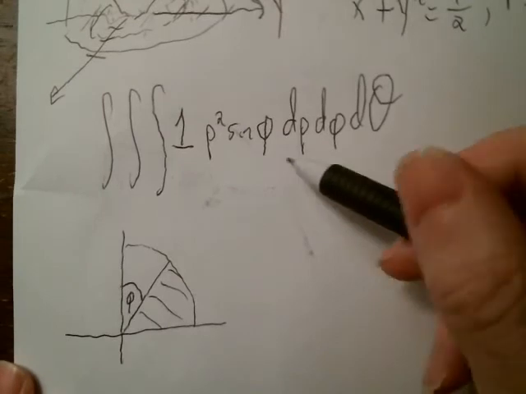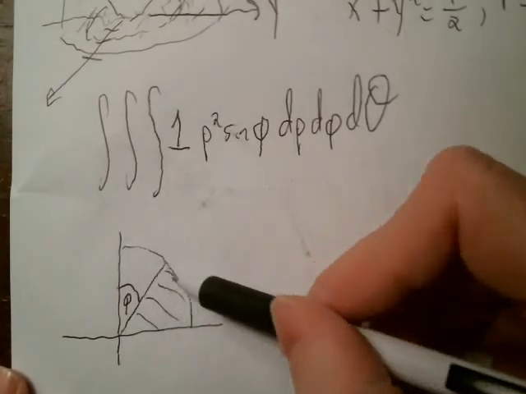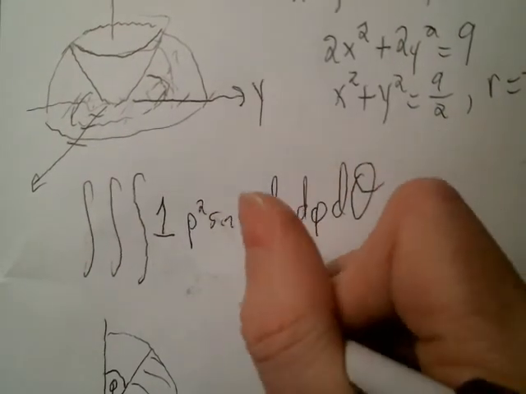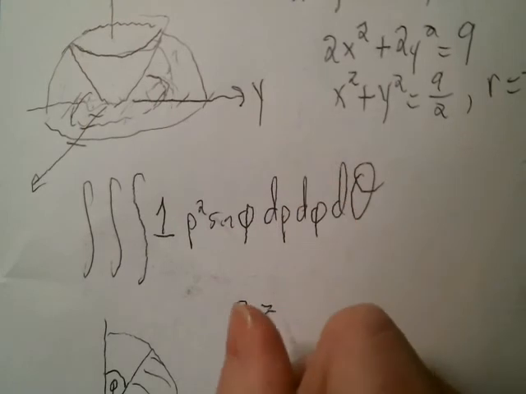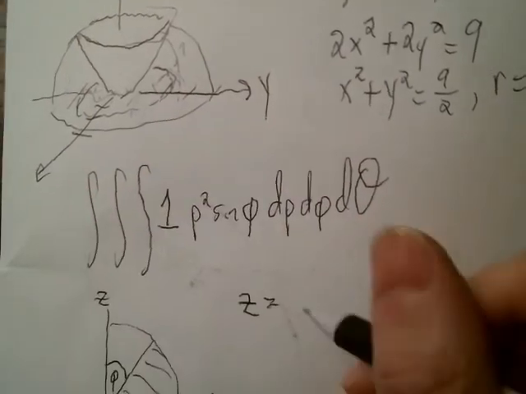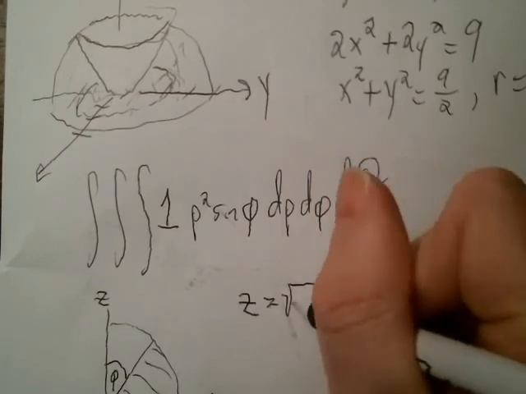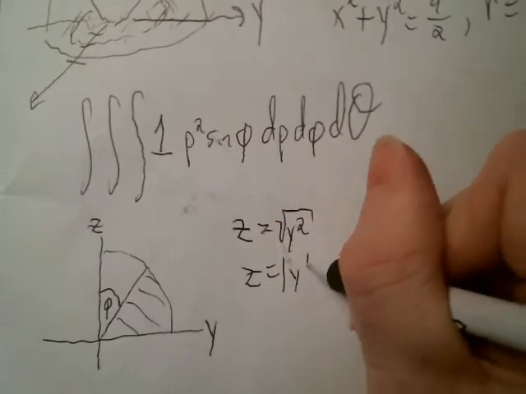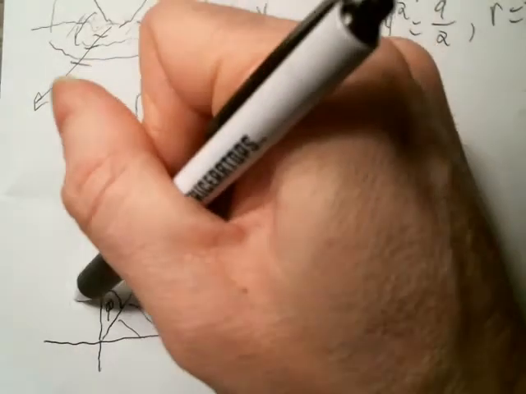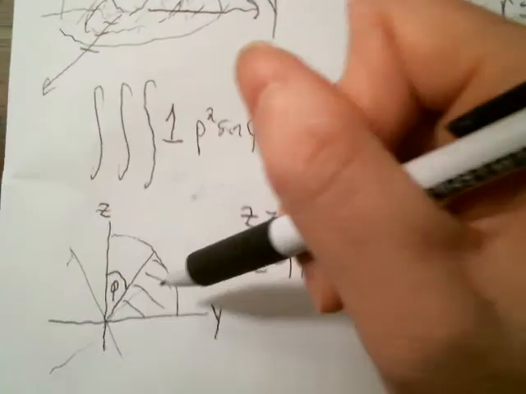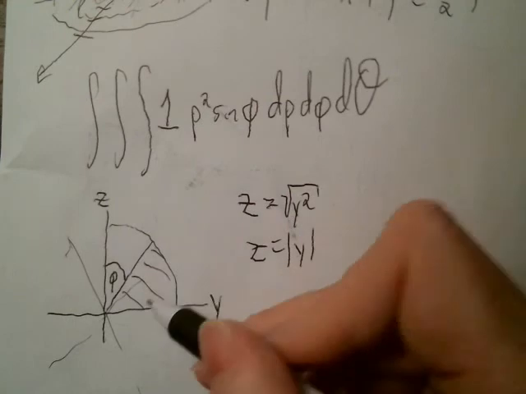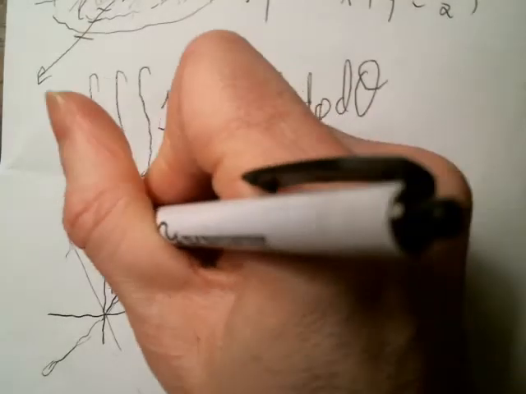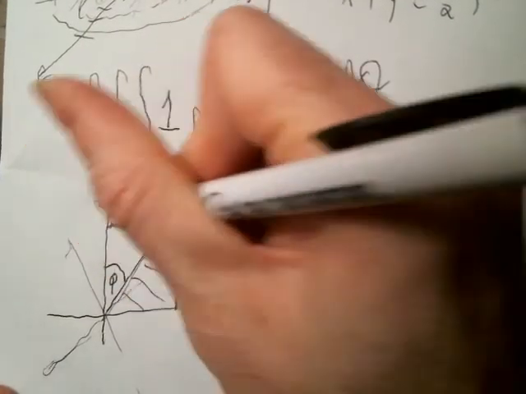I need to find where the side of the cone intersects with this circle. So what is this line? Well, in the YZ plane, if I let x equal 0, I get z equals the square root of y squared. So z would equal the absolute value of y. You're getting 2 curves out of it, from the plus minus y, but we just care about this curve here. So z equals y.